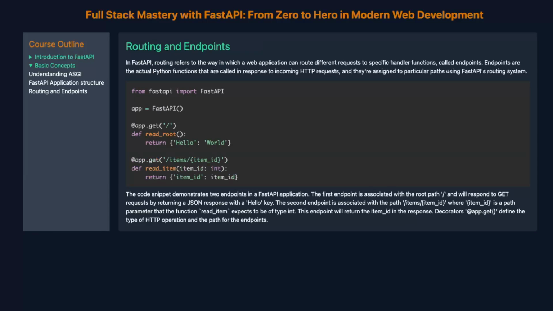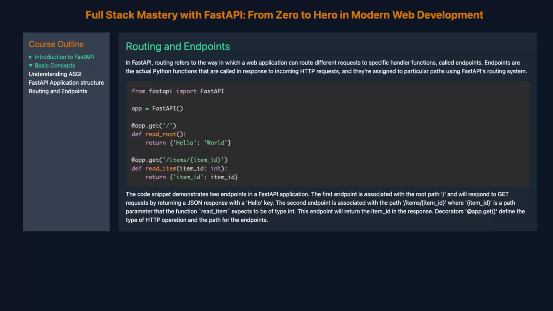Routing and endpoints. In FastAPI, routing refers to the way in which a web application can route different requests to specific handler functions called endpoints. Endpoints are the actual Python functions that are called in response to incoming HTTP requests, and they're assigned to particular paths using FastAPI's routing system.